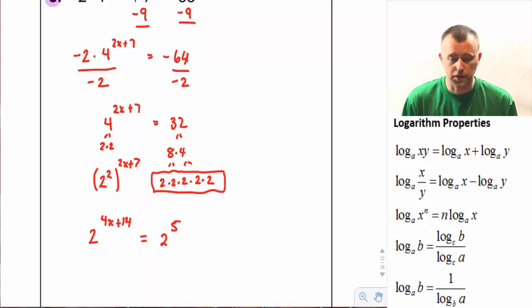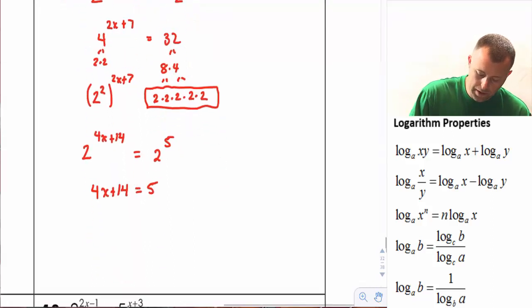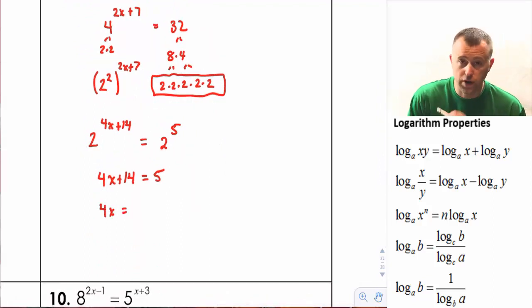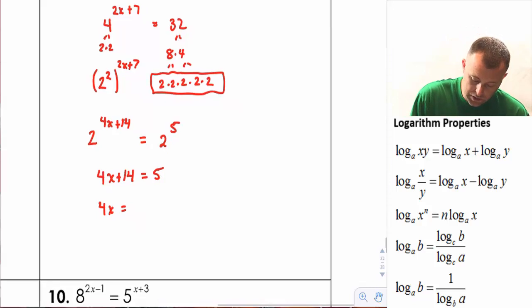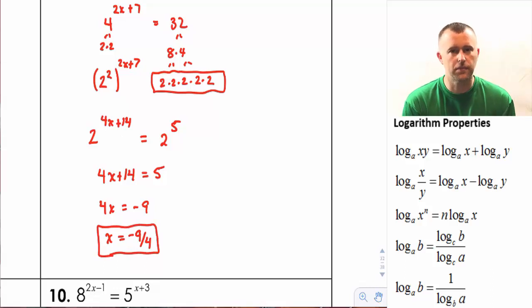So if I'm going to solve this, all I would do is use that one-to-one property. I'd have 4x plus 14 equals 5. And then when you solve, you get 4x. Again, I'm subtracting 14 from both sides, so that's -9. So x would be -9/4. And again, if you can get those bases to be the same, it works, okay?